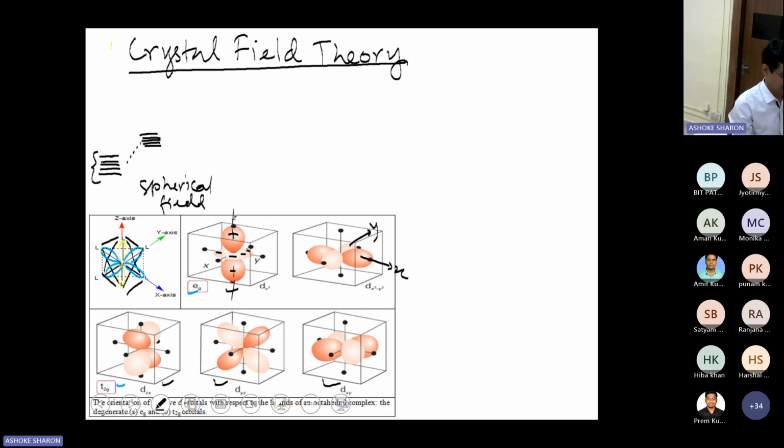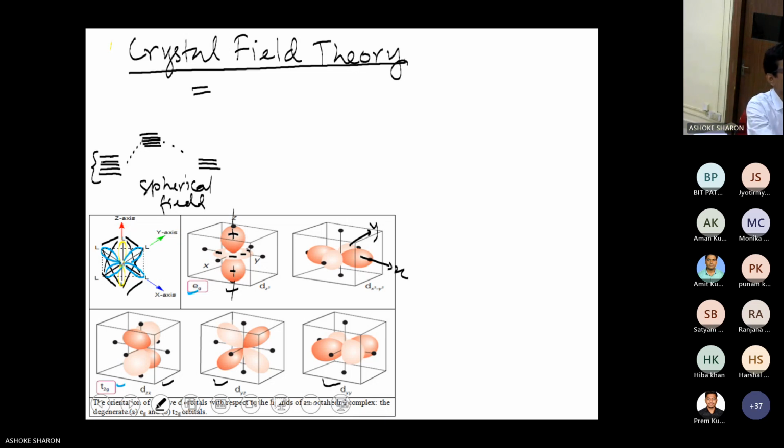That also gives a degenerate set of orbitals. Okay, but when this is placed under the crystal field, suppose we are considering an octahedral geometry, then the degeneracy of the set of orbitals is lost, and they are split into 2 different degenerate sets. One is this one, another is this one.